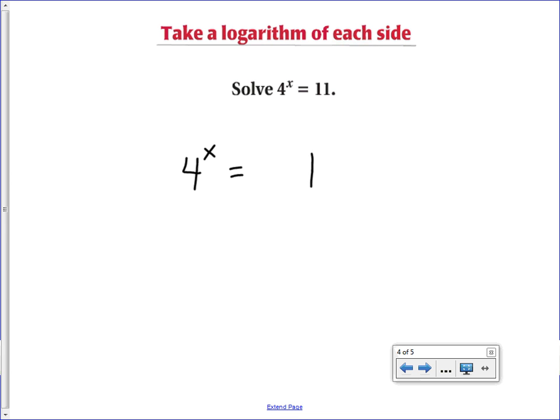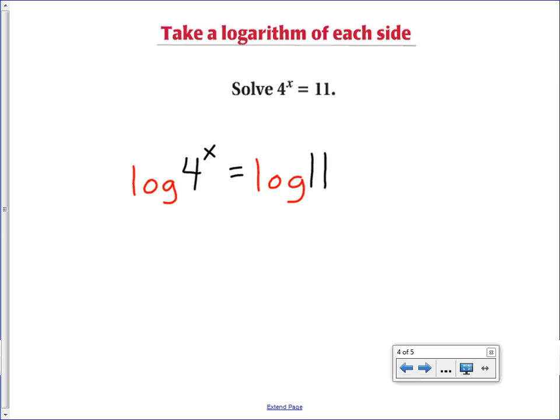Leave myself a little room here in front of the 11, because what I need to do is take a log on both sides. I have to leave myself enough room to write the log on both sides. I'm going to log this side and log this side so that I keep my equation balanced. Whatever you do to the left, you do to the right.